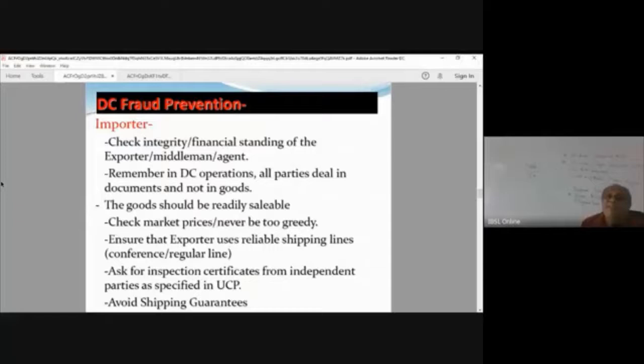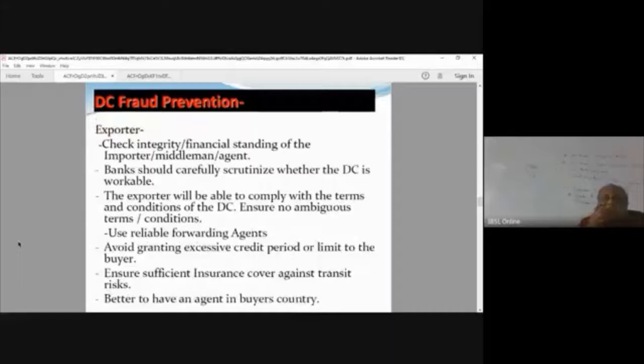Okay, ensure that the exporter uses reliable shipping lines, conference or regular lines, right? Ask for inspection certificates from independent parties as specified in UCP. Avoid shipping guarantees, right? Then fraud prevention, exporter.